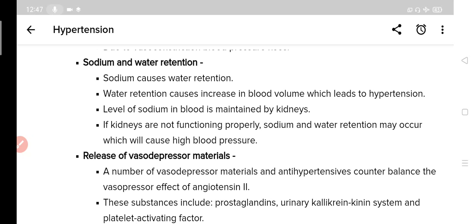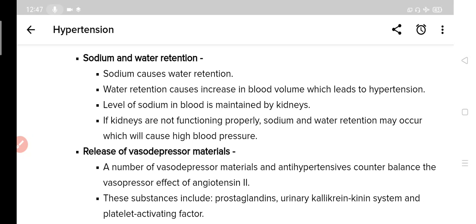Second one is sodium and water retention. Sodium causes water retention, and water retention causes increase in blood volume, which leads to hypertension. Due to osmosis, sodium causes retention of water, and obviously if water is retained, then blood volume will be increased, and this increased blood volume will result in increased blood pressure.